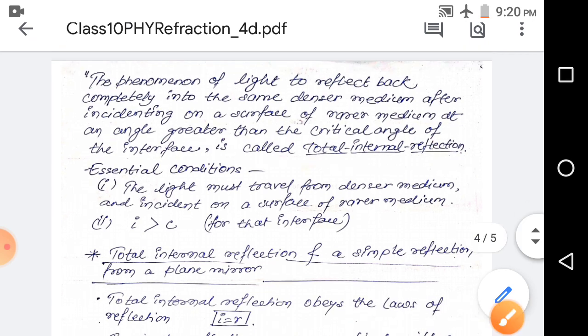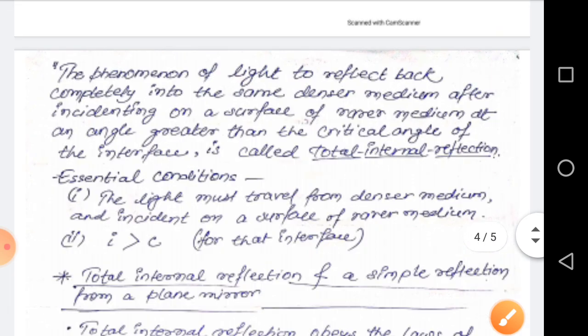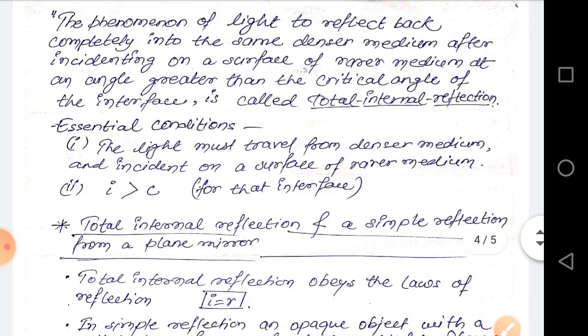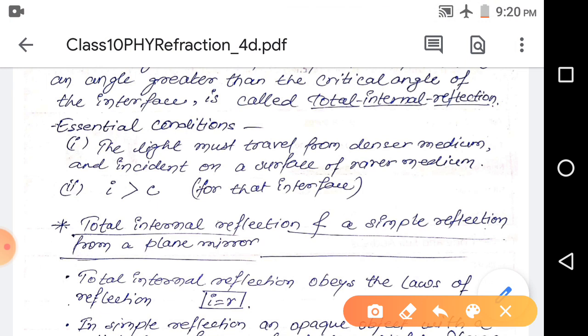So there are two essential conditions for this total internal reflection. The first condition is light must travel from denser medium and be incident on a surface of rarer medium. And the second condition is the angle of incidence must be greater than the critical angle of the given interface. These are the two essential conditions for total internal reflection to occur.